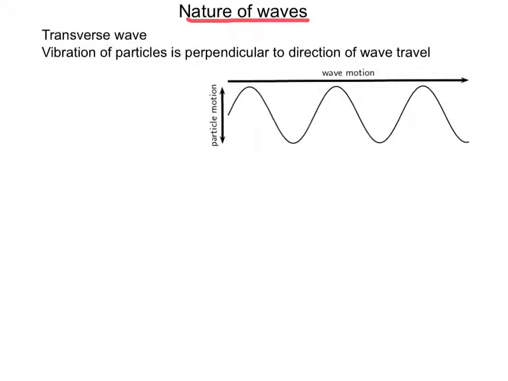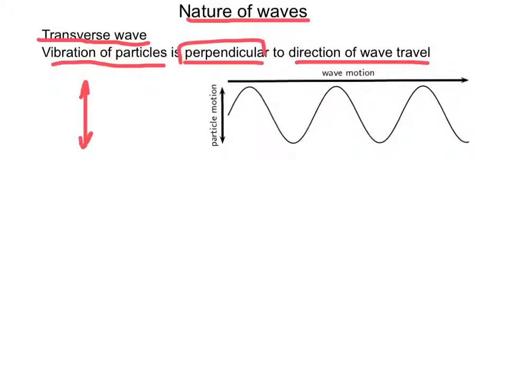Nature of waves. The first kind of wave we are going to study is the transverse wave. What is a transverse wave? A transverse wave is a wave with the vibration of the particles always perpendicular to the direction of the wave travel.